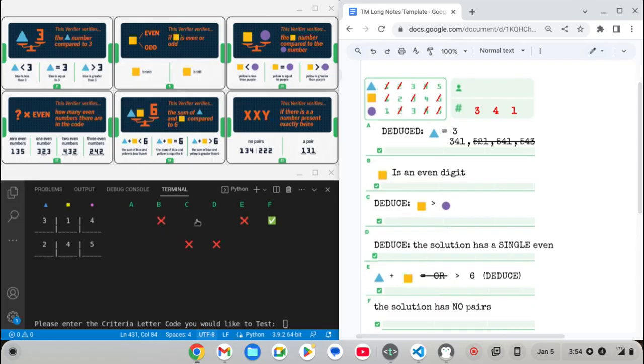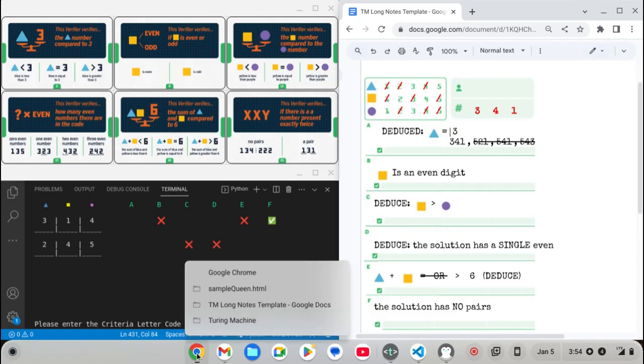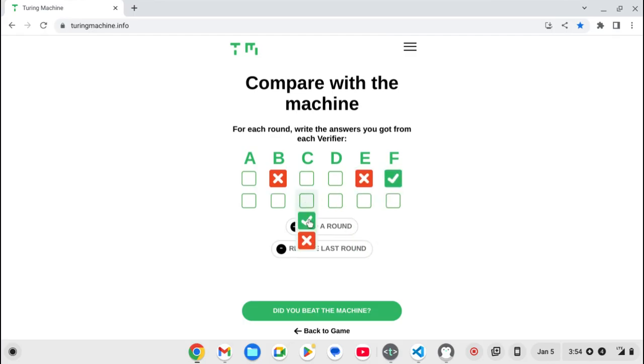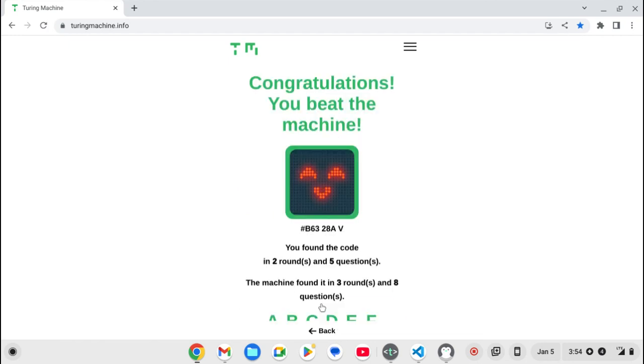Well, we tested B, E, F in the first round. F was the only correct. And the only thing we had to test were C and D in the second round. So let's go ahead and type that up. So B, E, F in the first round. F was the only correct one. And then both C and D were incorrect. So that means our second round proposal, though wrong, obviously we still got the right solution. And so, wow, look at that. So we beat the Turing machine by 3 questions.